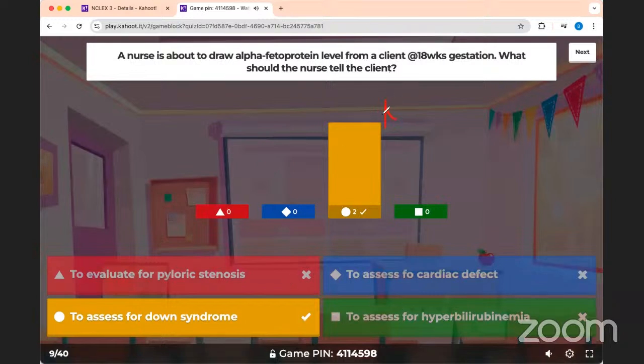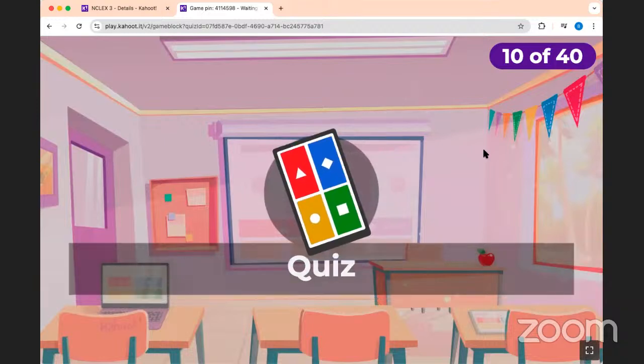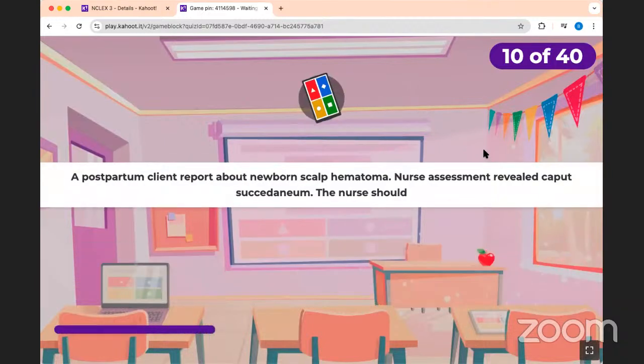So alpha-fetoprotein, what is it related to? It can go up or it can go down. If it's high, it's a neural tube defect or an opening on the abdominal wall. If it's low, it's Down syndrome or other conditions. Therefore, it has nothing to do with pyloric stenosis, cardiac defect, or bilirubin related to Down syndrome. You see where the concept is coming from? Master the concept. When they ask you a question, even in case form, you know it.